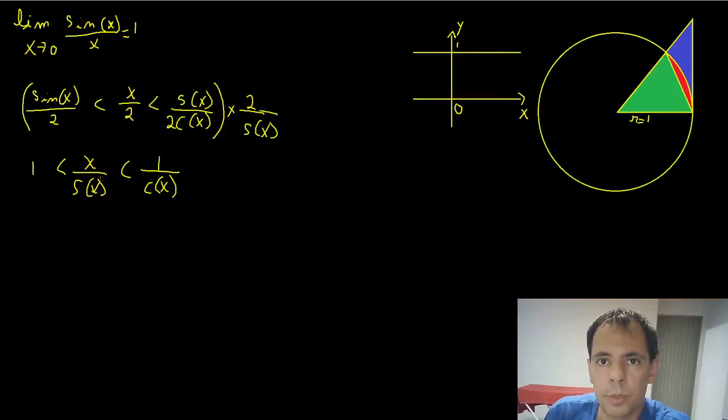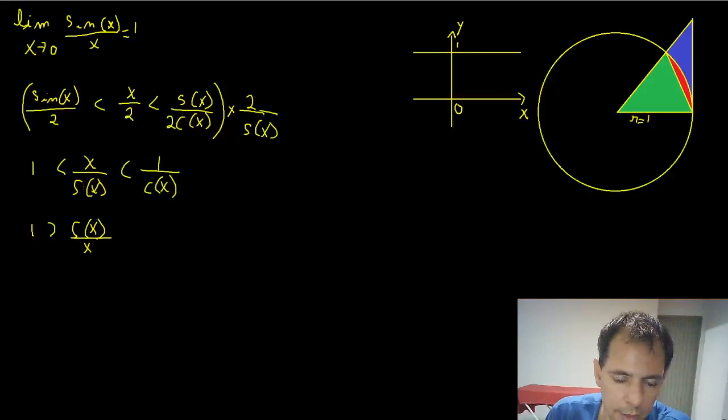And now I'm going to take the reciprocal of all these things. So 1 is greater than sine of x divided by x, which is greater than cosine of x.